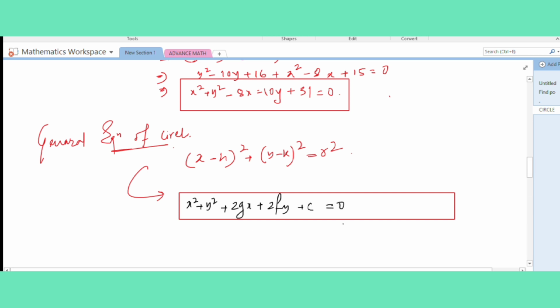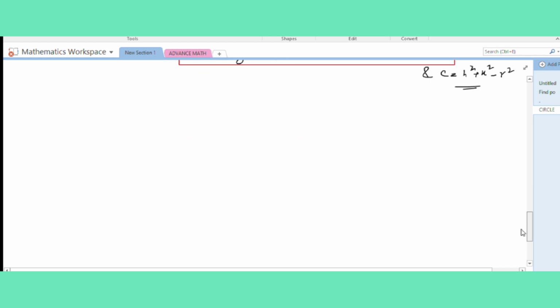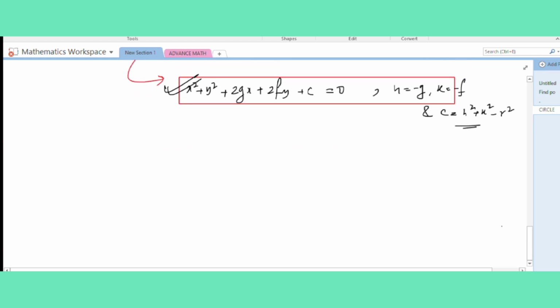Here we consider that h equals minus g, k equals minus f, and c equals h square plus k square minus r square, which we have considered. After that we get this equation. That is the general equation of the circle. You can evaluate this after considering these things, and we can easily say that this is the general equation of the circle.